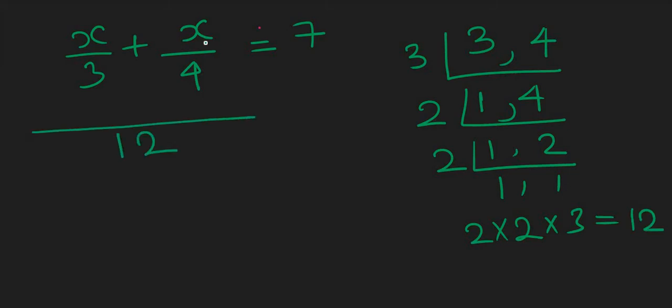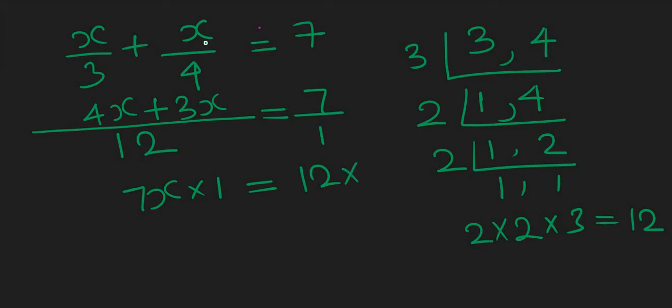Now 12 divided by 3 is 4. 4 into x is 4x plus 12 divided by 4 is 3. 3 into x is 3x equals 7 over 1. Now we can apply the cross multiplication. 4x plus 3x into 1 should equal 12 into 7. Therefore, we get 7x equals 12 into 7.